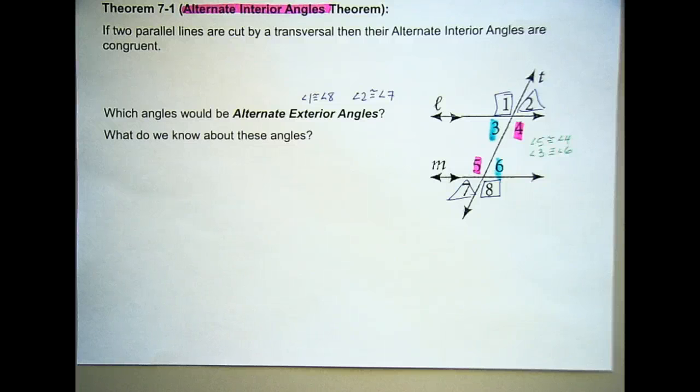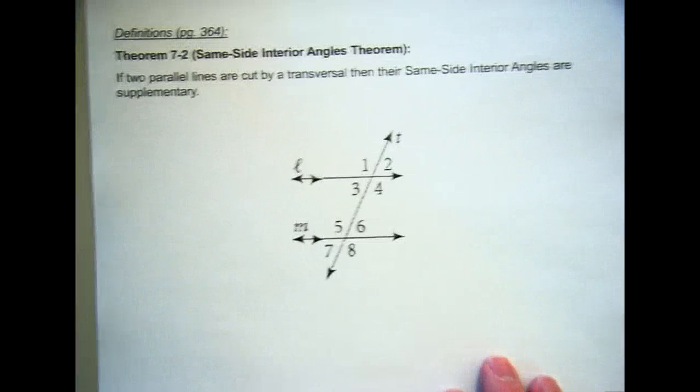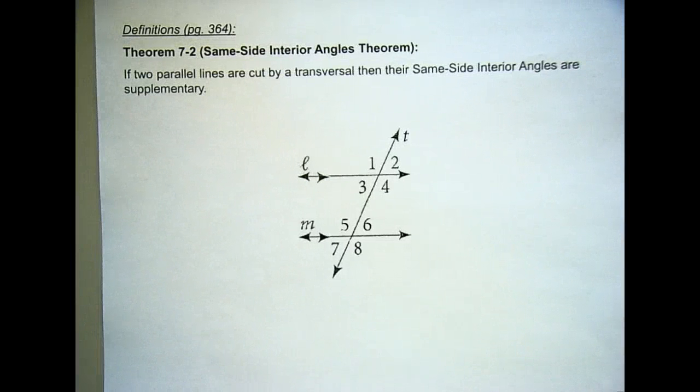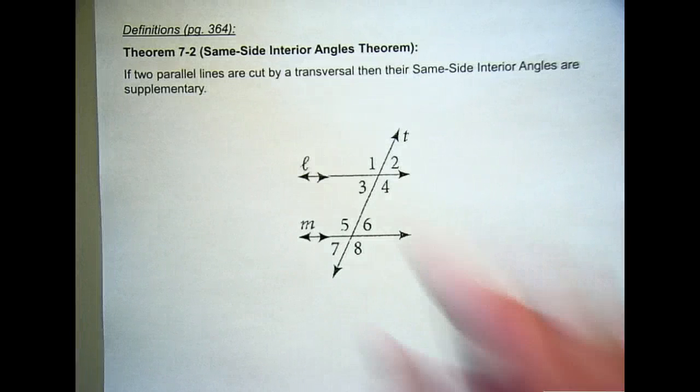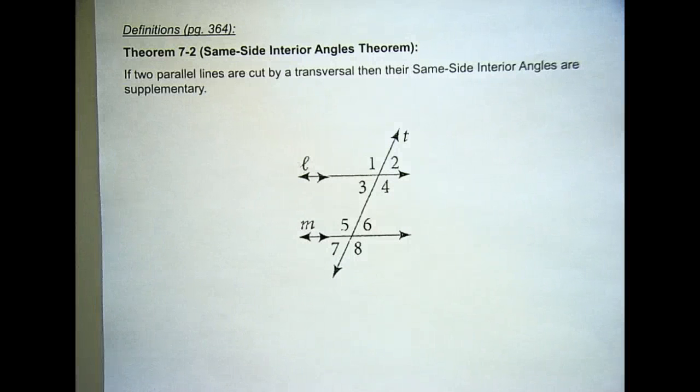The last piece that we're going to go through right now is same side interior angles. So angles on the same side of the transversal, interior, meaning inside the parallel lines. So tell your neighbor what two angles are same side interior. Is it 5? Yeah, 5 and 6.